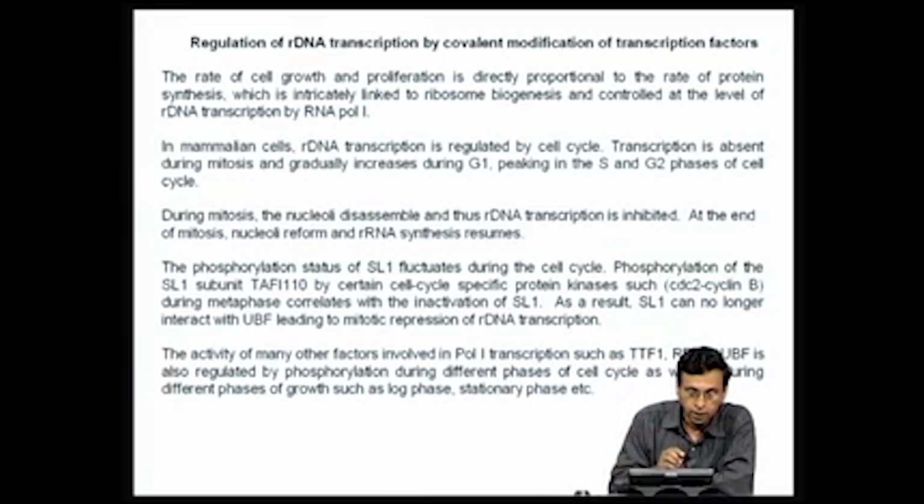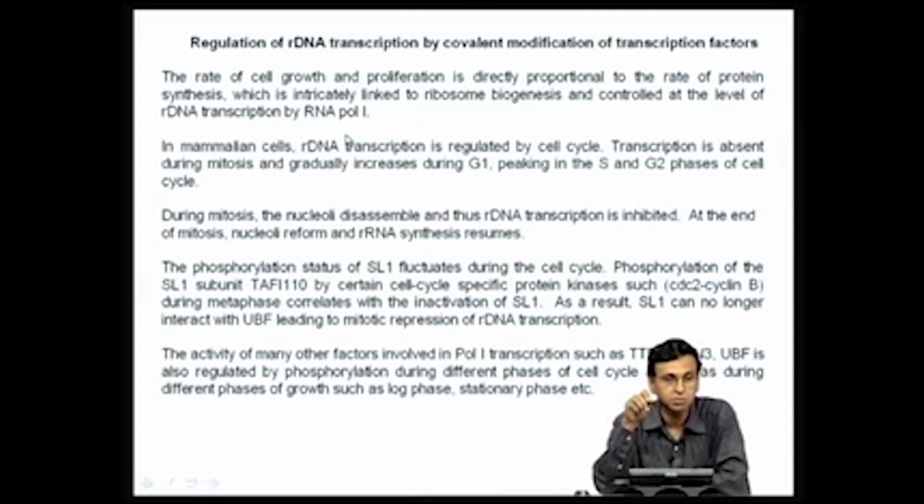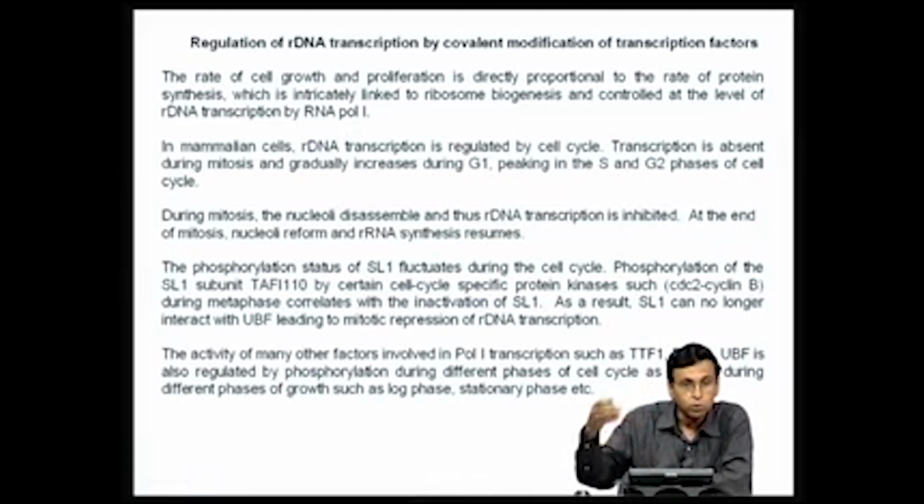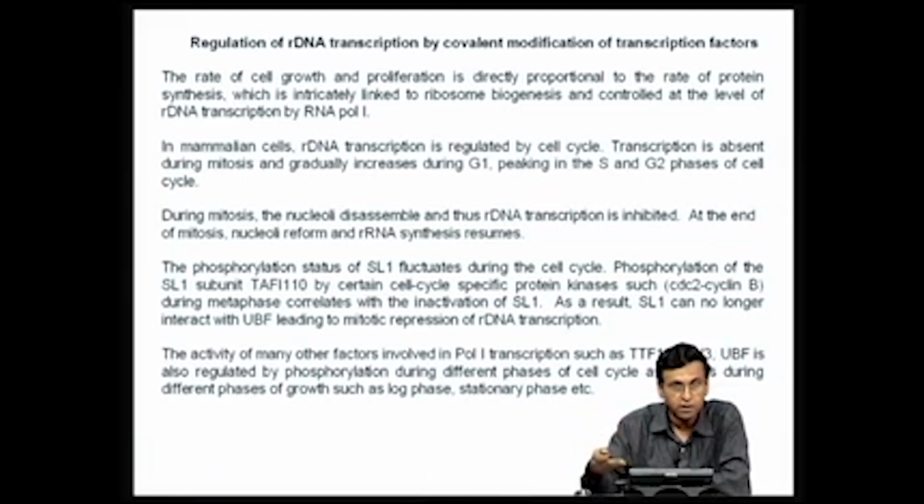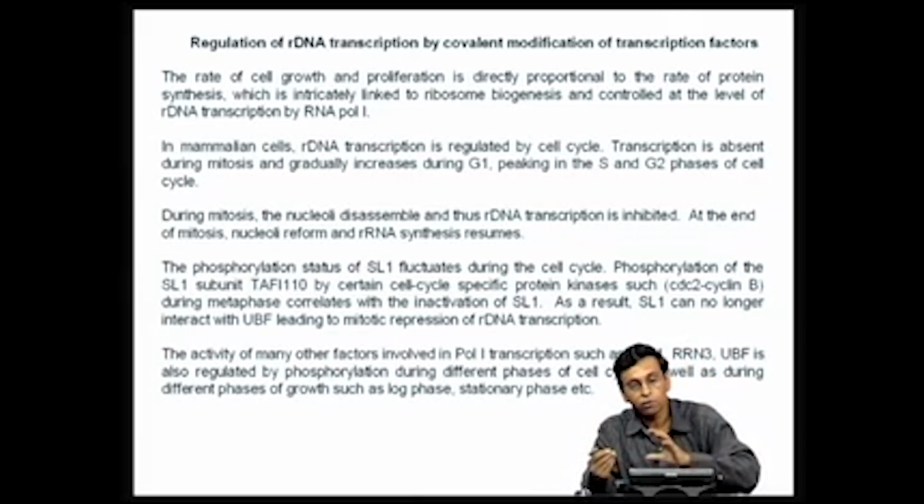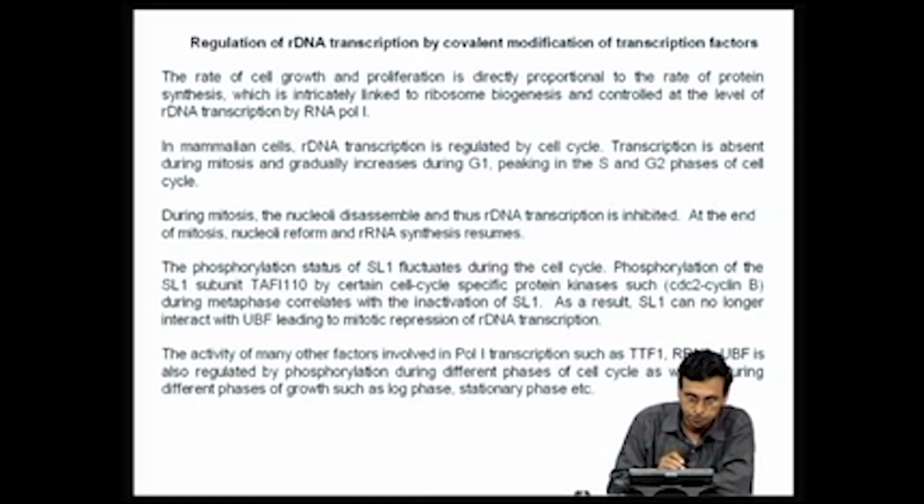Now, let us take one or two examples and see how the rDNA transcription is regulated inside the cells. The rate of cell growth and proliferation is directly proportional to the rate of protein synthesis, which is intricately linked to ribosome biogenesis, and therefore to the level of rDNA transcription by RNA polymerase I. If cells have to grow actively, they have to make lots of proteins, and if cells have to make lots of proteins, they require lots of ribosomes. If more ribosomes are required, then more ribosomal RNA transcription has to take place, and more of the messenger RNAs involved in ribosomal protein subunits have to be made, right.